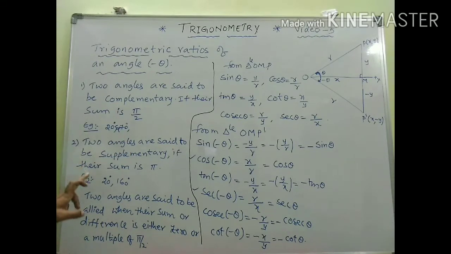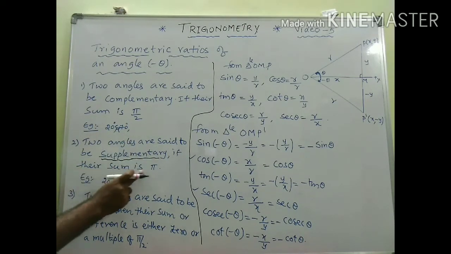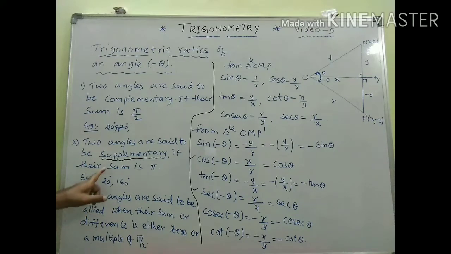And similarly, two angles are said to be supplementary if their sum is equal to 180 degrees. For example, 20 degrees and 160 degrees. If you add them, 20 plus 160, it is 180 degrees. So if their sum is 180, then the two angles are said to be supplementary angles.